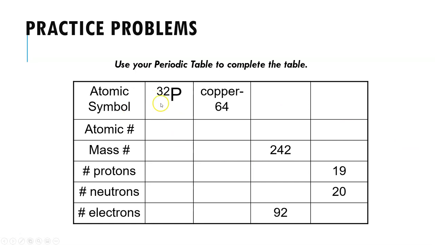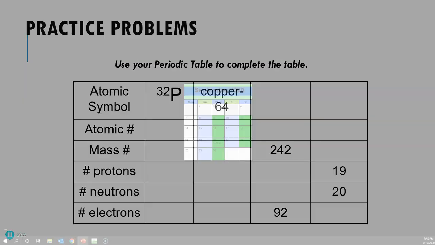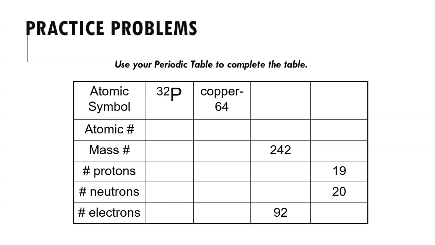So I'm going to go through one of them really slowly, and then I'm going to have you guys do the rest and check your work. So when I see this symbol, this is the symbol for phosphorus 32. This number is a superscript, and remember the superscripted number is the mass number. That means there are 32 particles in the nucleus of a phosphorus 32 atom.